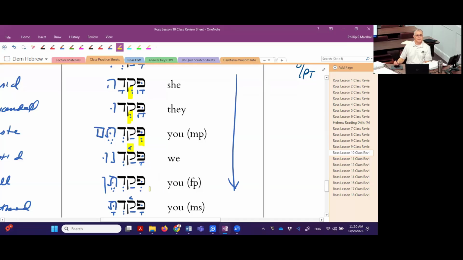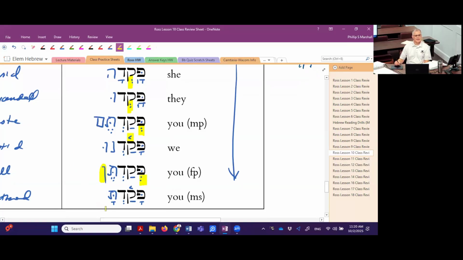For you, feminine plural, that's 2FP. Pakadten. Final noon for feminine, and final mem for masculine here. And then for you, masculine singular, that's 2MS, pakadta. Pakadta. All right, so make sure you've got the accent right there.